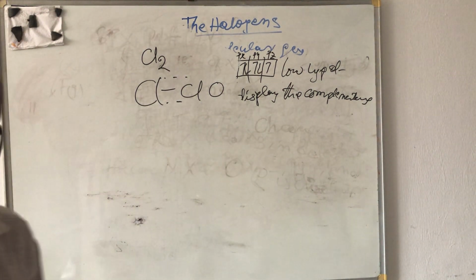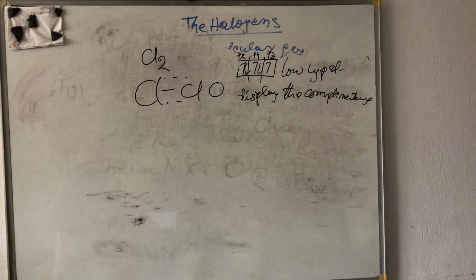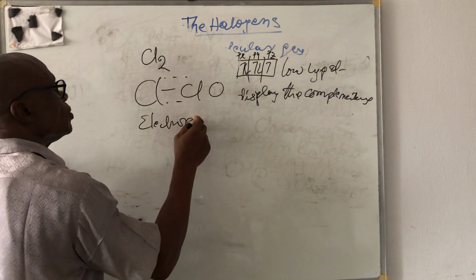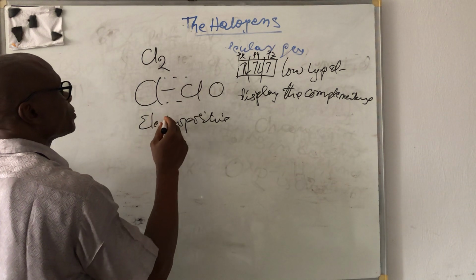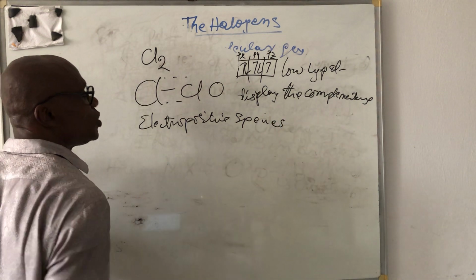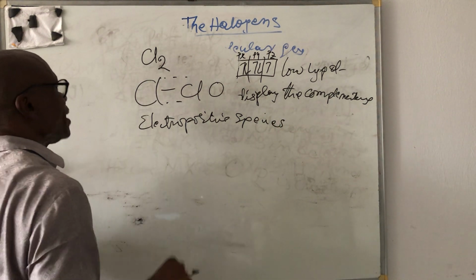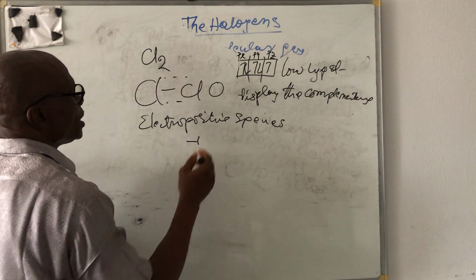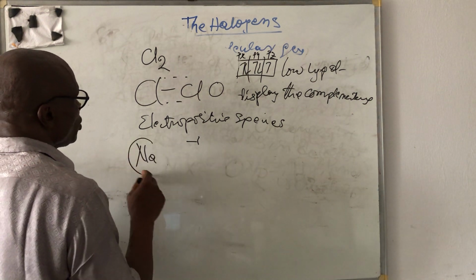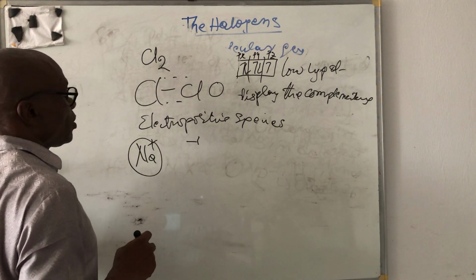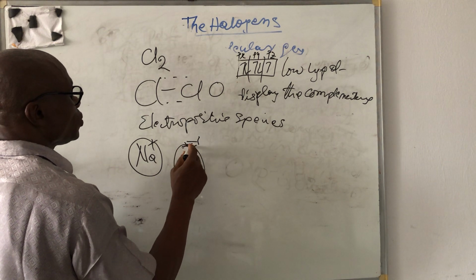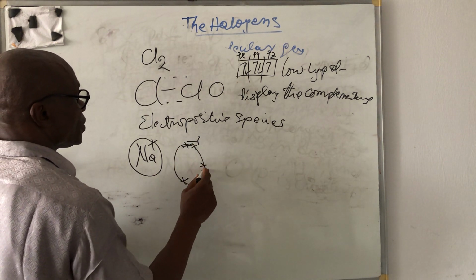Furthermore, it is also able to react with an electropositive species or atom. When it reacts with the electropositive species or atom, it will naturally assume a -1 state, because the electropositive atom, like in the case of sodium, for instance, has 1 electron in the valence orbital. The 1 electron will be donated, and you agree with me, it has 7. 1, 2, 3, 4, 5, 6, 7.